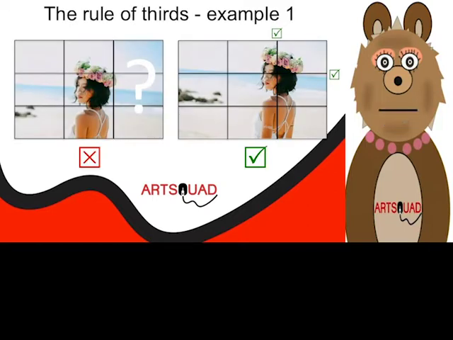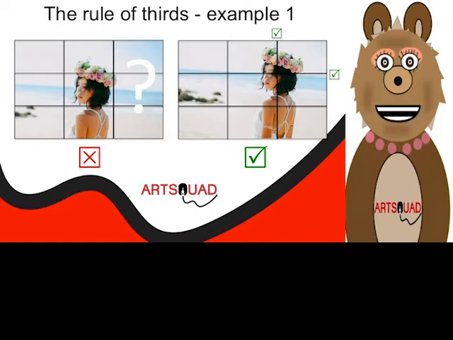Note that in the left-hand example, the surfer is positioned vertically in the middle. Because he is facing from right to left, there is dead space, as the question mark illustrates, to the left of the frame. Instead, in the right-hand example, note the following.